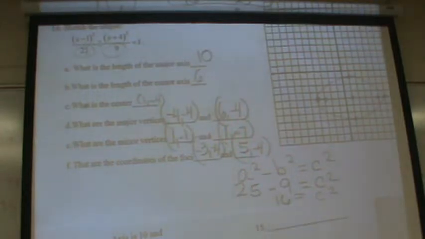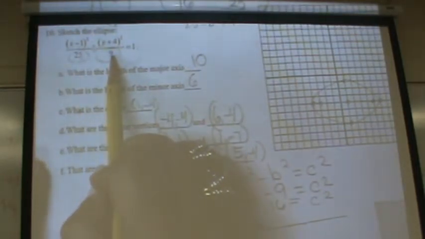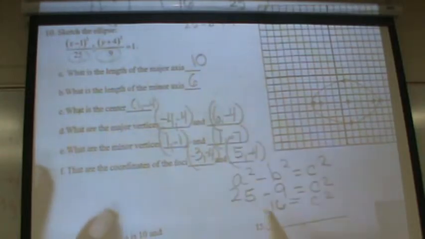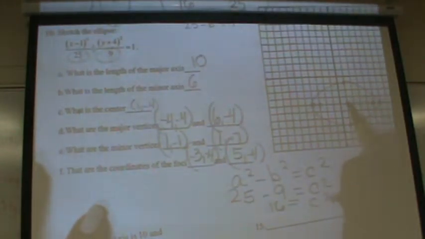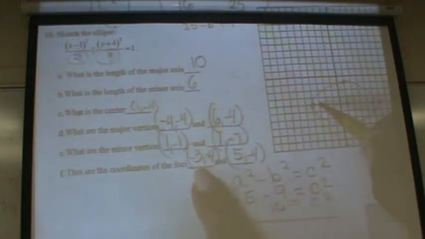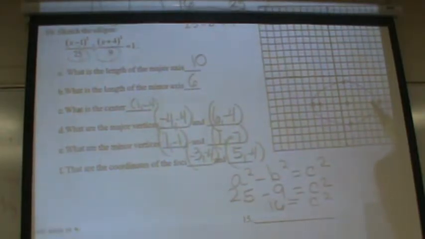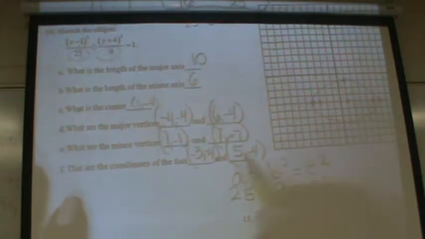Questions? Will you explain that one more time? Yeah. a squared minus b squared gives you your c squared. So c is 4. You're going to go 4 units from your center. It's on your major axis. So if you go 4 units, 1, 2, 3, 4, that's a fixed point. That ordered pair is -3, -4. And 1, 2, 3, 4, that's 5, -4. Those are just the coordinates.